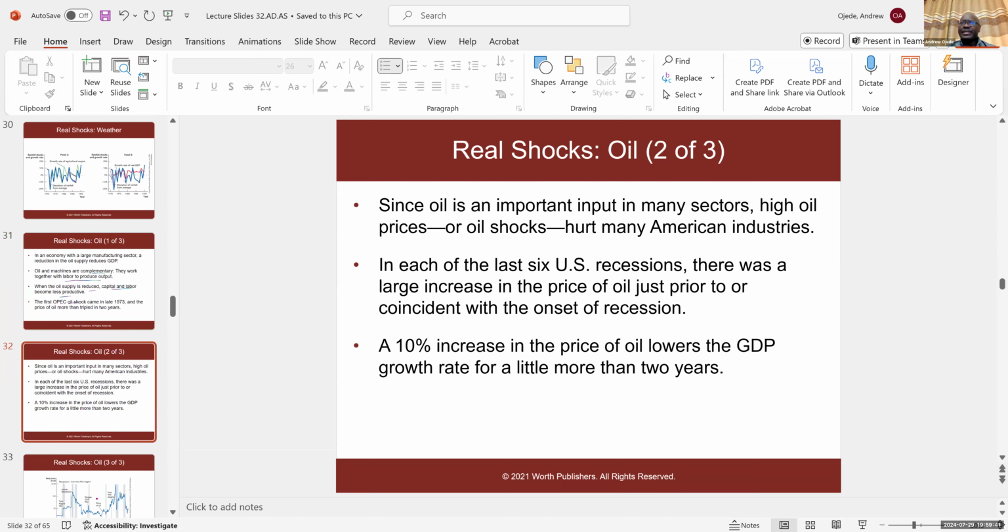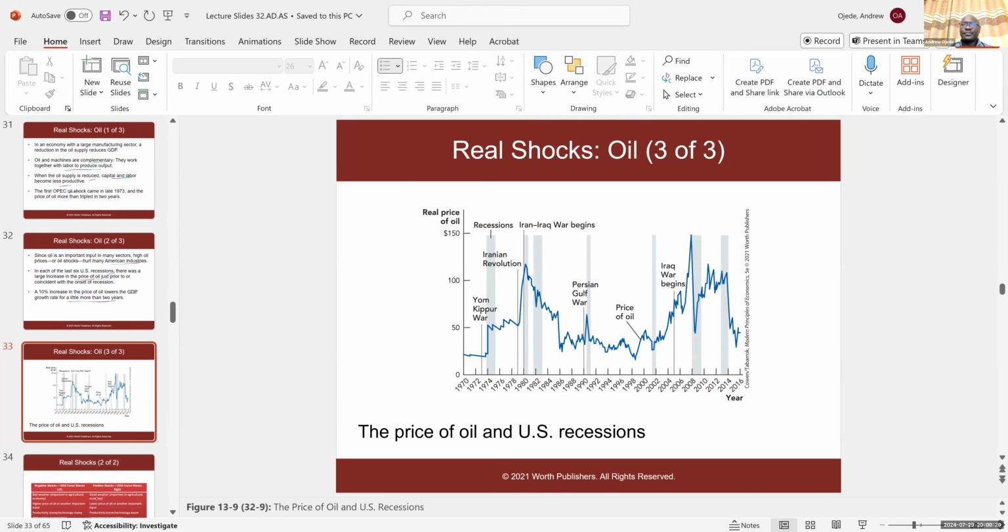So since oil is an important input in many sectors, high oil prices or oil shocks hurt many American industries. In each of the last 6 US recessions, there was a large increase in oil price just prior to or coincident with the onset of recession. So global oil price shocks can contribute to US business cycles. There's research that has been done by economists working on this topic who have shown that oil price shocks affect GDP growth. For example, a 10% increase in the price of oil lowers GDP growth rate for a little more than 2 years. That's tremendous.